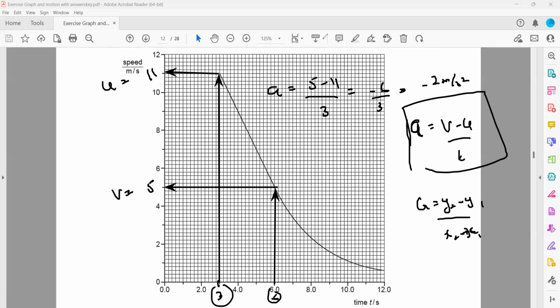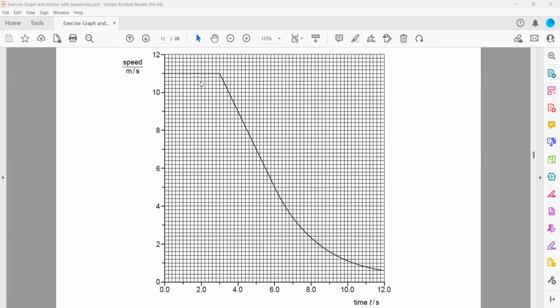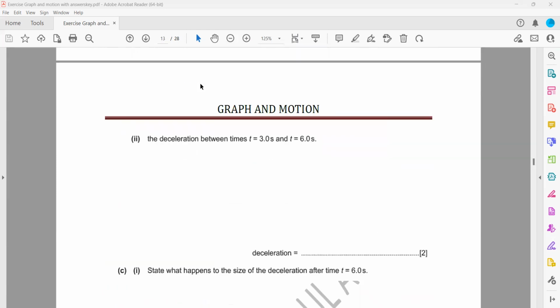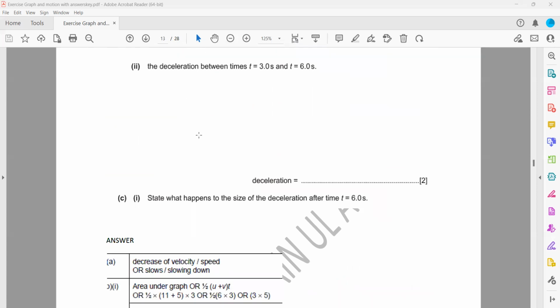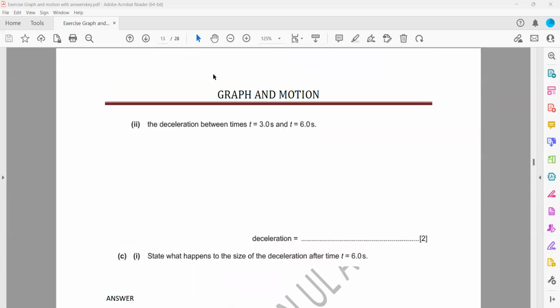So we write the deceleration, or the change in velocity for this one, as minus 2. But because they usually ask for magnitude, our answer is minus 2 meter per second square. But if you write 2 meter per second square, it is also correct because they usually ask for a magnitude, and negative already means it's a deceleration. So you don't have to represent a negative sign again, but it is fine if you show a negative sign.